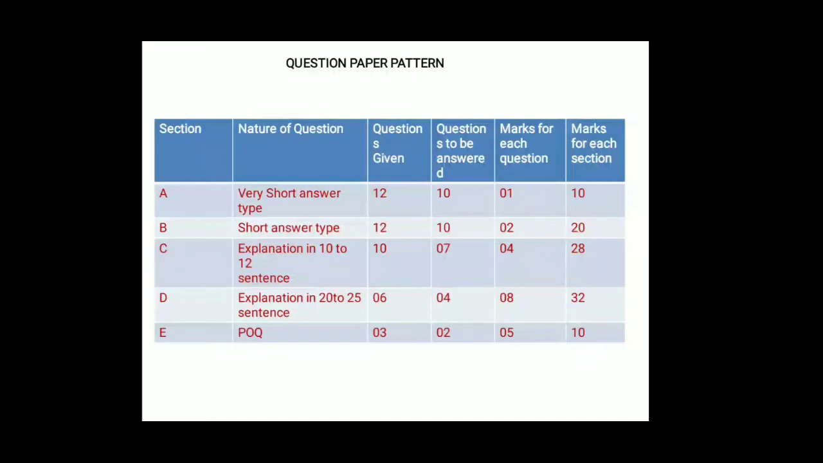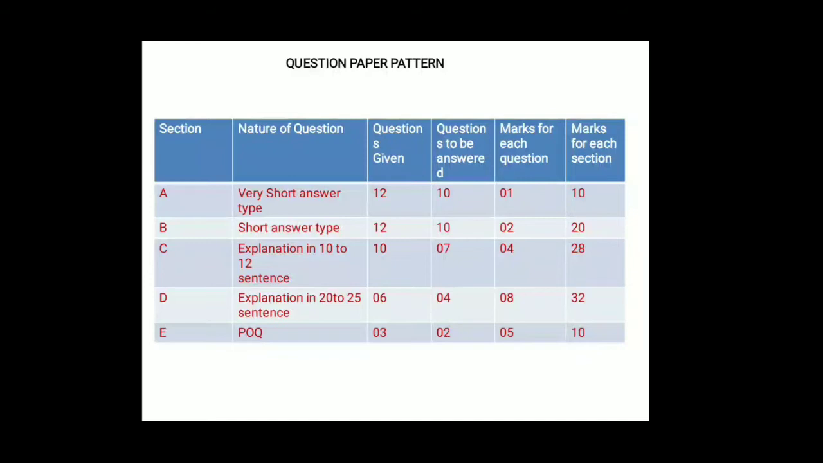Section C, explanation in 10 to 12 sentences. You will get 10 questions of 4 marks. Out of 10 four-mark questions, you need to answer only 7 questions. Each question carries 4 marks, and totally 7 fours are 28 marks from section C.